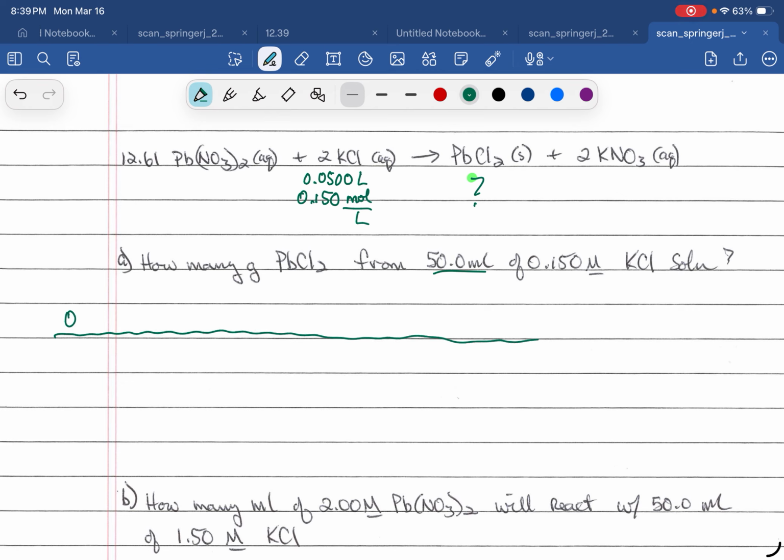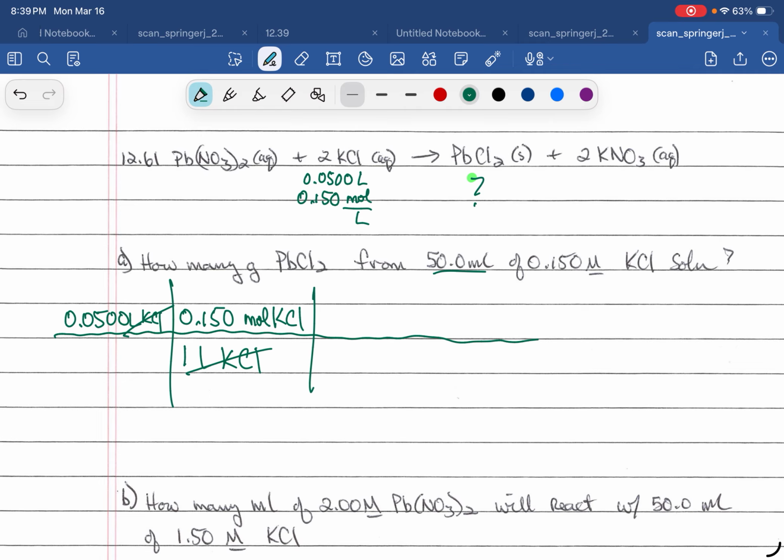All right, so I'm going to start right here. I'm going to start with the 0.0500 liters of KCl, and I'm going to multiply that by the 0.150 moles KCl per 1 liter of KCl. That's going to make the liters of KCl cancel.